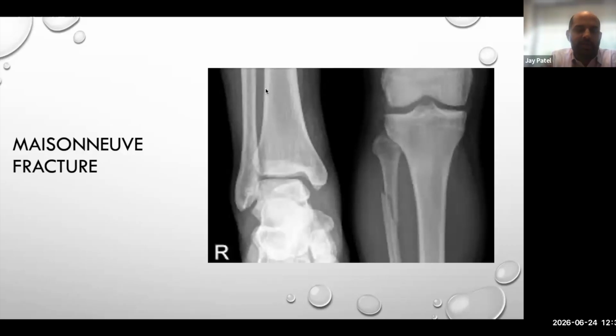But most of the time, they do end up having, I shouldn't say instability because that's more ligamentous, but they'll have gapping of the joint on X-ray or on our stress X-rays, needing surgery.